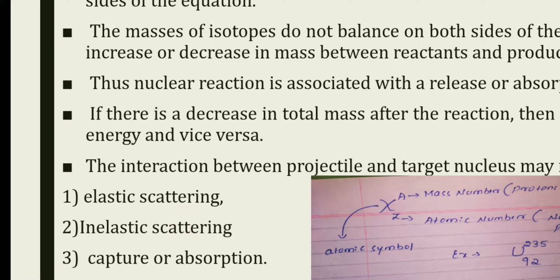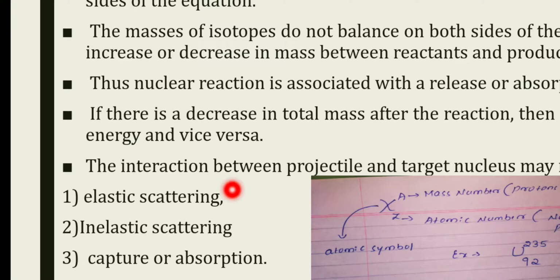Before discussing these three processes, we first need to be clear about what a scattering process is. Suppose a neutron, which is the projectile, collides with the target nucleus, uranium-235. The nucleus remains unchanged in isotopic composition, but the neutron undergoes a change in its direction of motion. Then the process is called a scattering process. Keep it in mind.